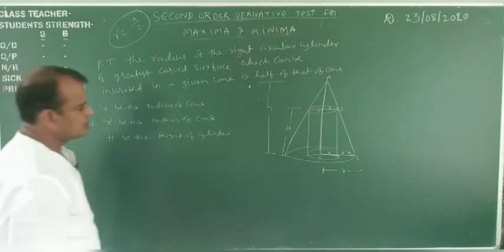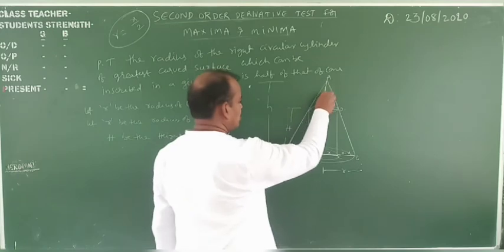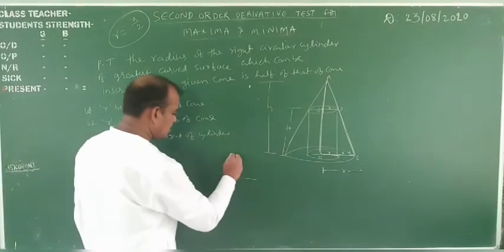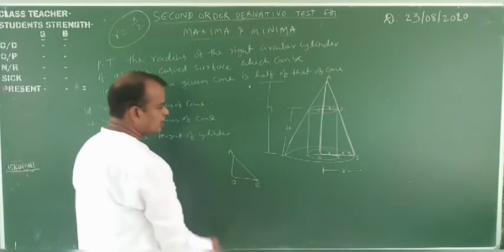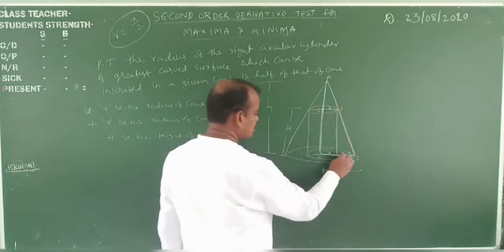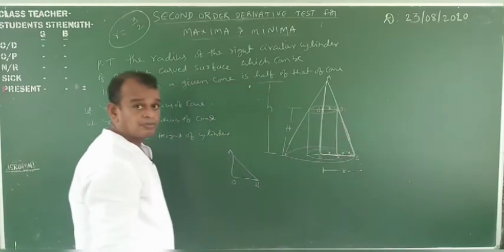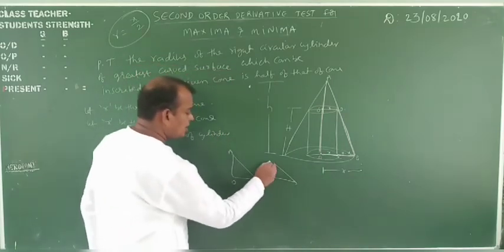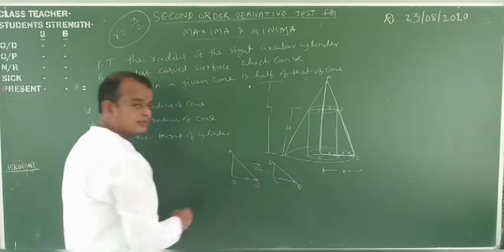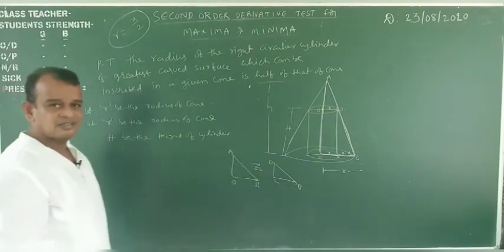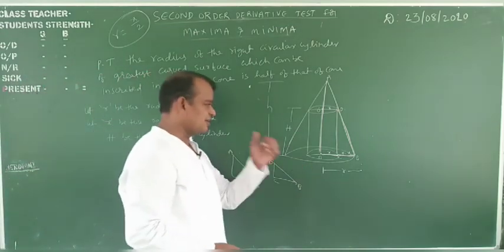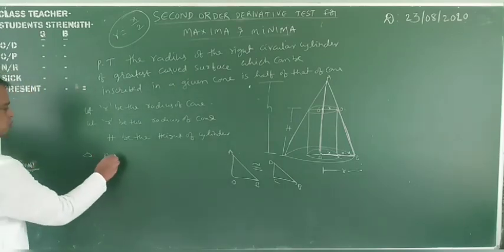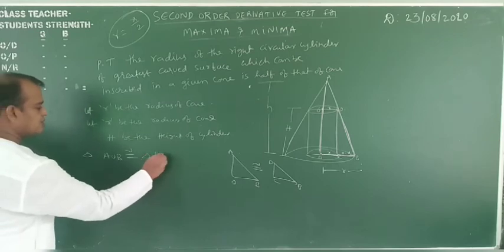Now you have to observe that this is the triangle AOB. Next triangle, this is the DCB. Both are congruent triangles, they have the same side and same base. So triangle AOB is congruent to triangle DCB.